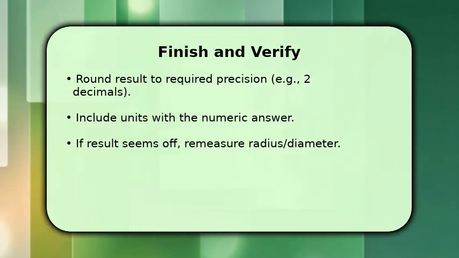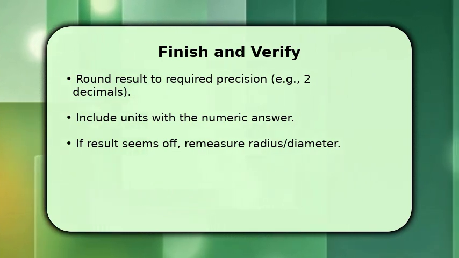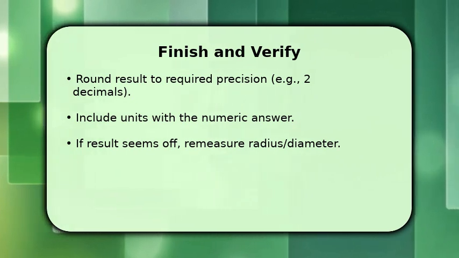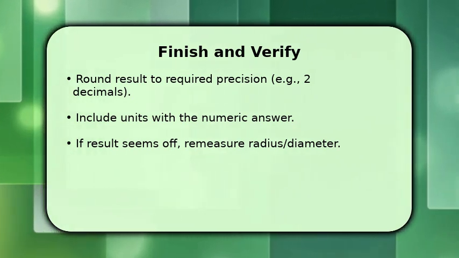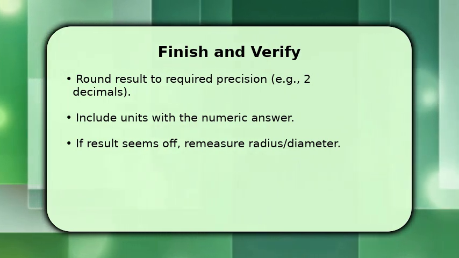If something looks wrong, check the original measurement and unit consistency first. Remeasure the radius or diameter if needed. As a troubleshooting tip, if your circumference is wildly different, verify you didn't mix radius and diameter or misplace a decimal when multiplying.